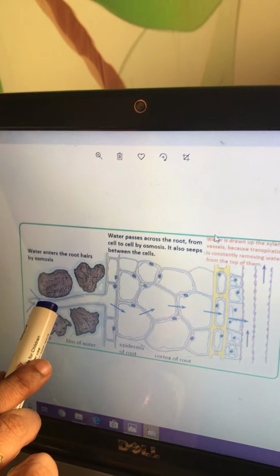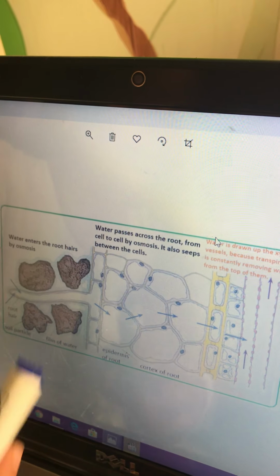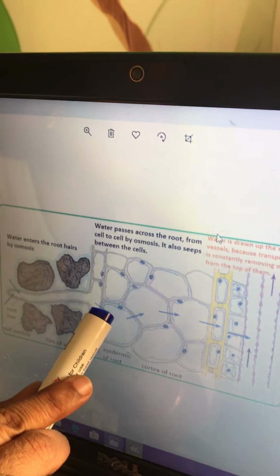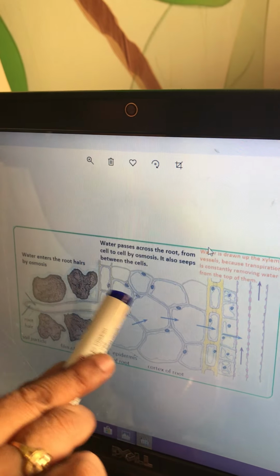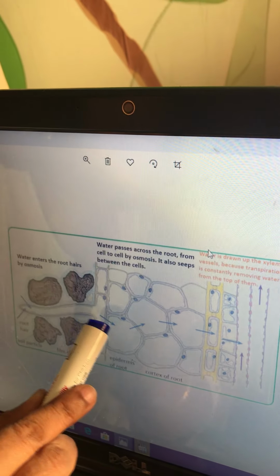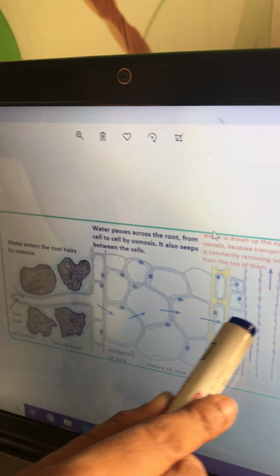Okay, the water enters from high water potential to low water potential. As the water's concentration is high in the root layer, it will move into the epidermal cells. Once it enters the epidermal cell, it will enter into the next cell in a similar way, that is from high water potential to low water potential. It will move like this, continuously.